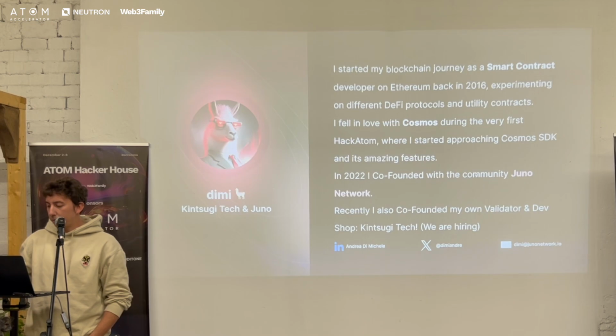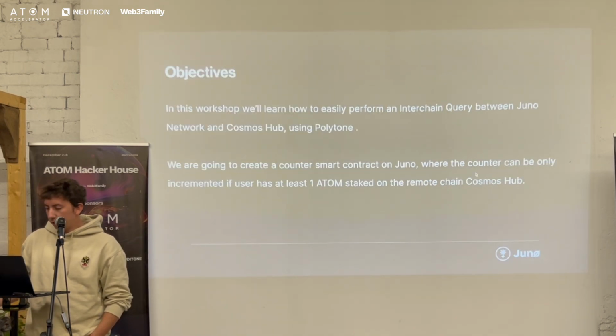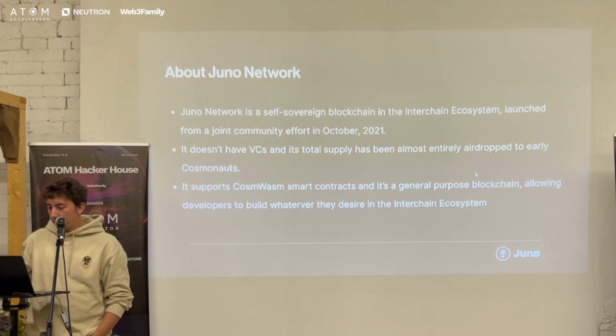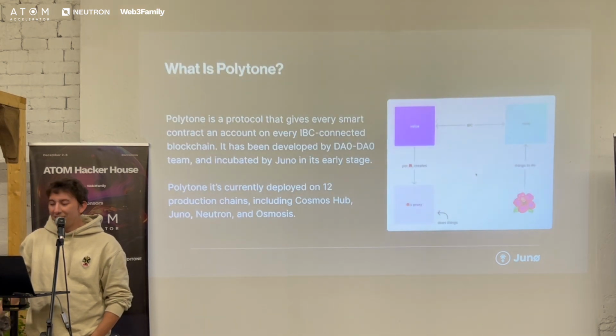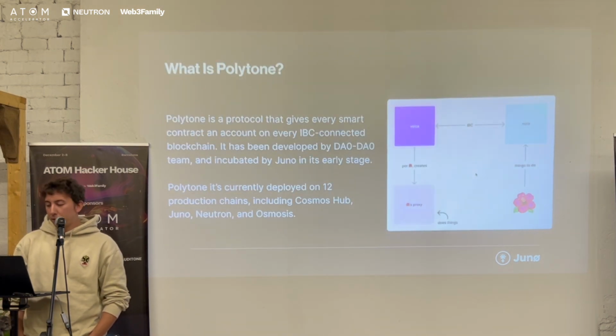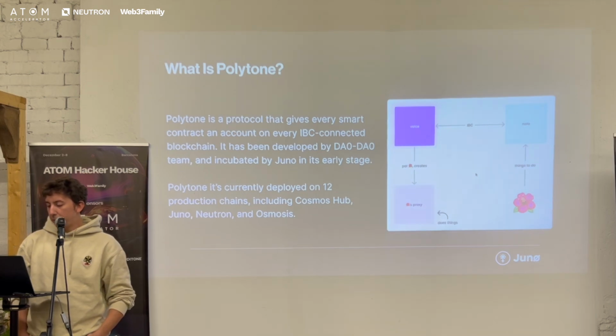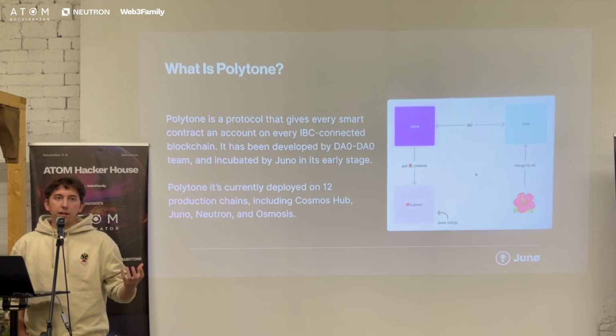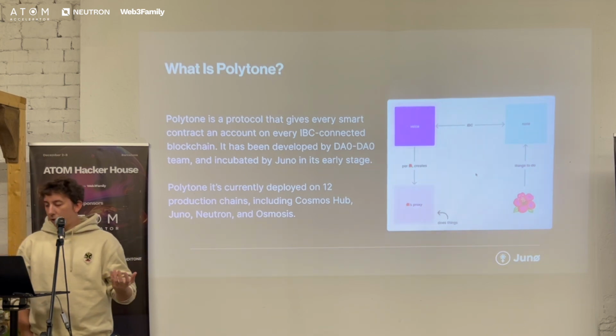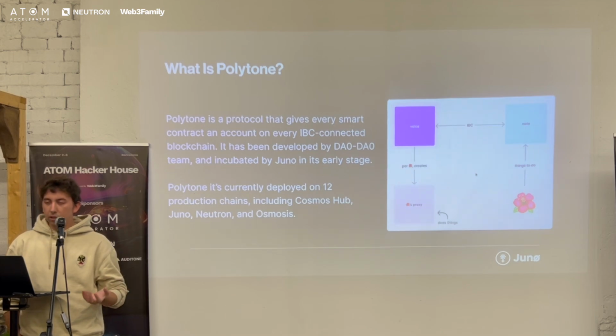Polytone is a set of smart contracts that allows easy cross-chain interactions. To explain better, with Polytone, the idea is that any account can have an account on any other blockchain. And this is done using IBC.